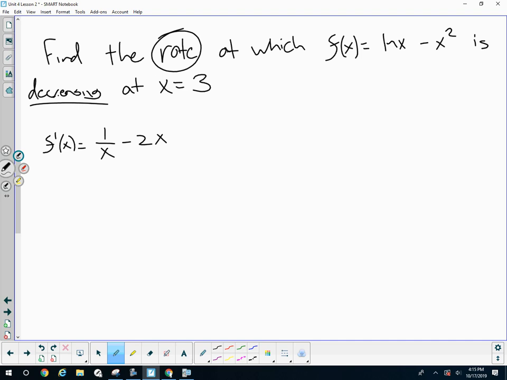So let's think about this. If I looked at when this was negative, that's when f is decreasing, and finding the value, like f prime of 3, 1/3 minus 6, that's minus 17/3. That is the rate at which f is decreasing. Yeah, that's it. This is the rate at which f is decreasing. I'm overthinking it.